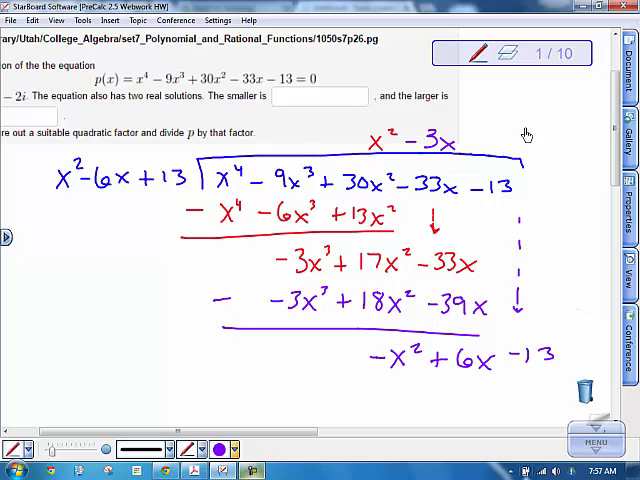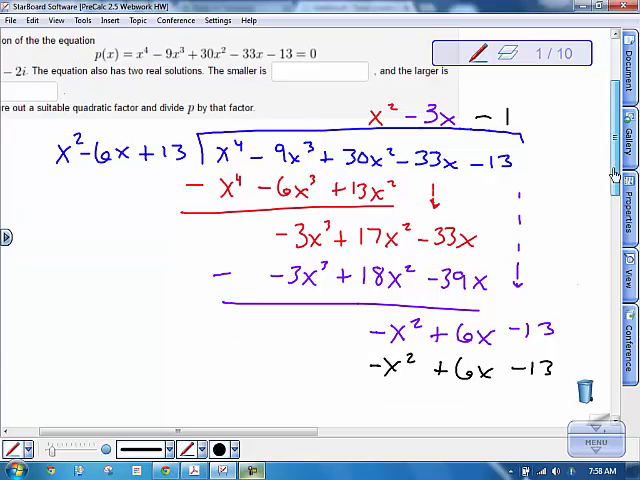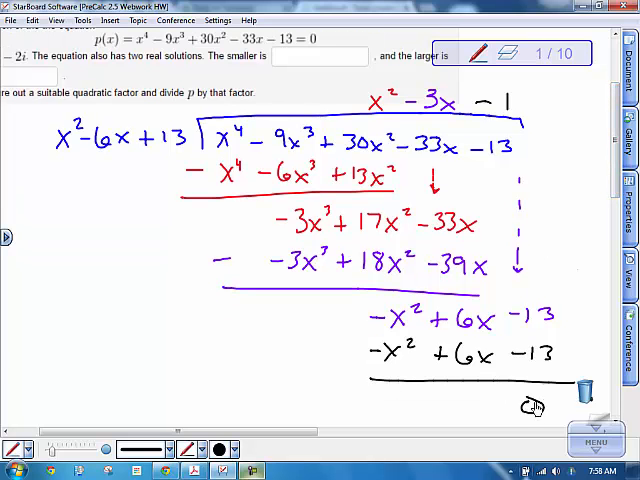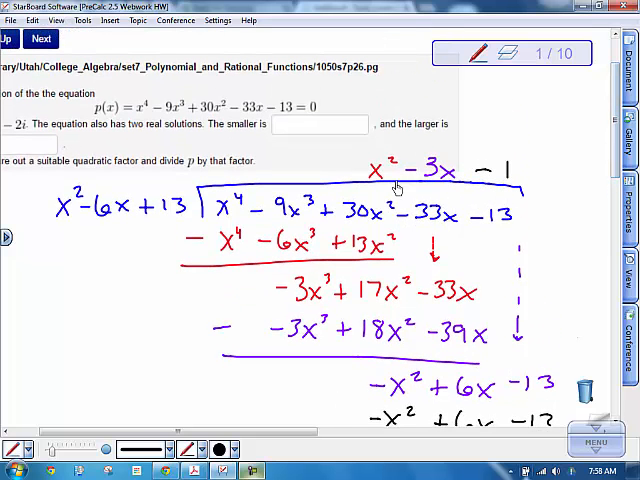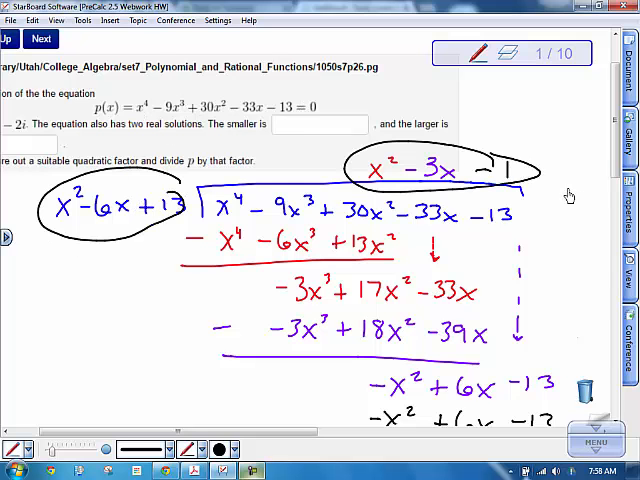What do I multiply by x squared to get negative x squared? That would be minus 1. It gives me negative x squared. Follow through, gives me positive 6x, and gives me negative 13. That's always a good sign when there's no remainder. When I subtract, zero remainder. So that's my quadratic that's left over when I divide the other quadratic into it. So basically this fourth degree polynomial is made up of this and this multiplied together.